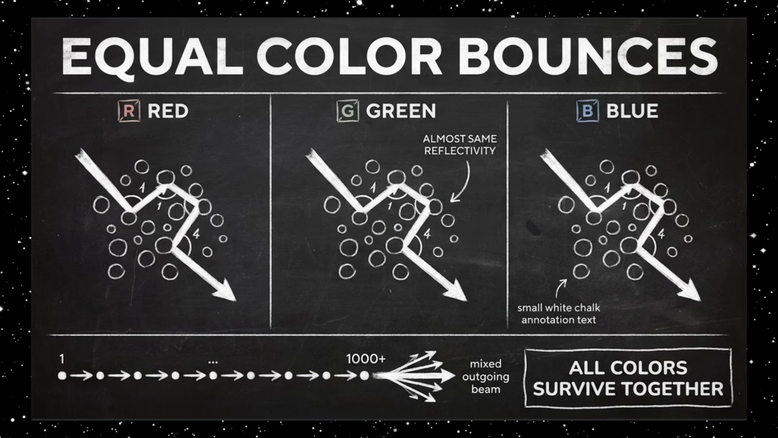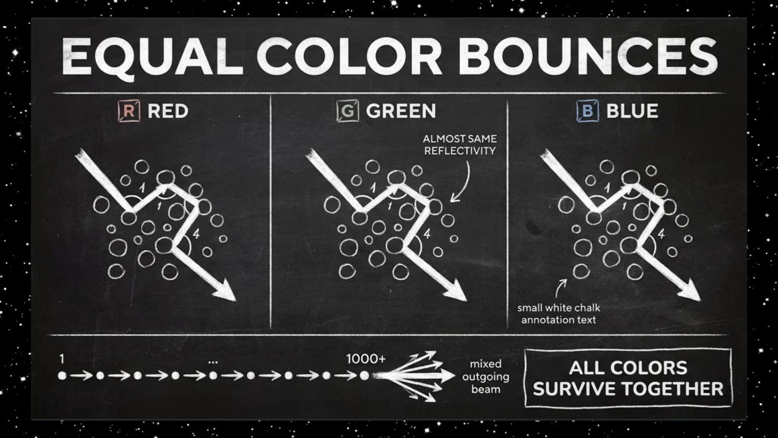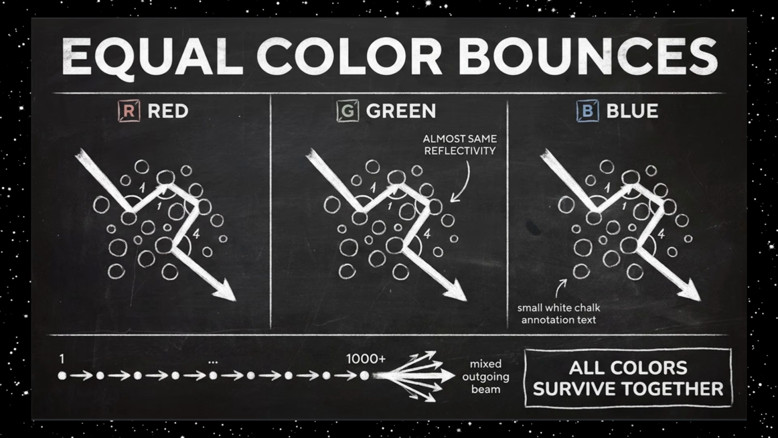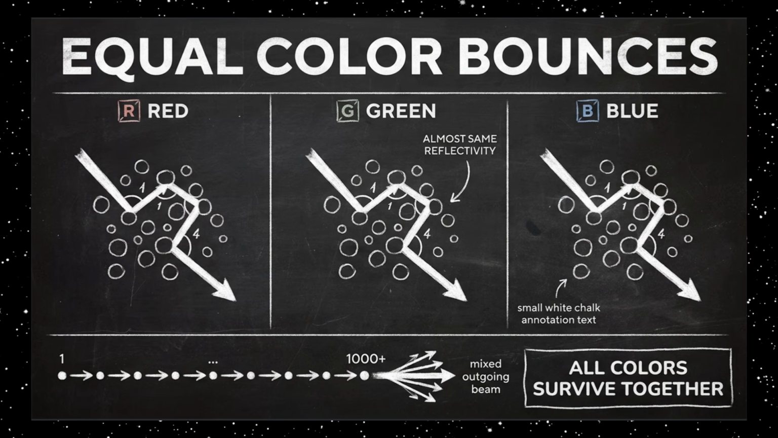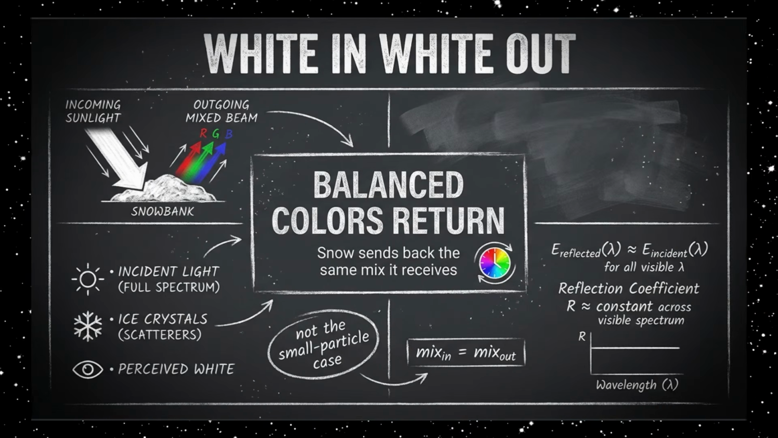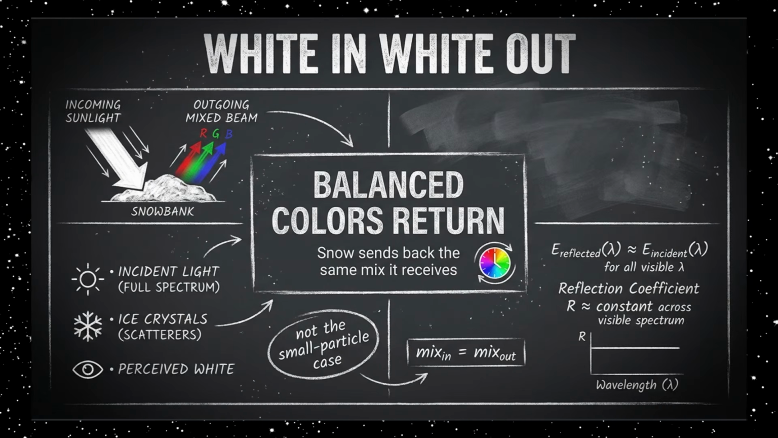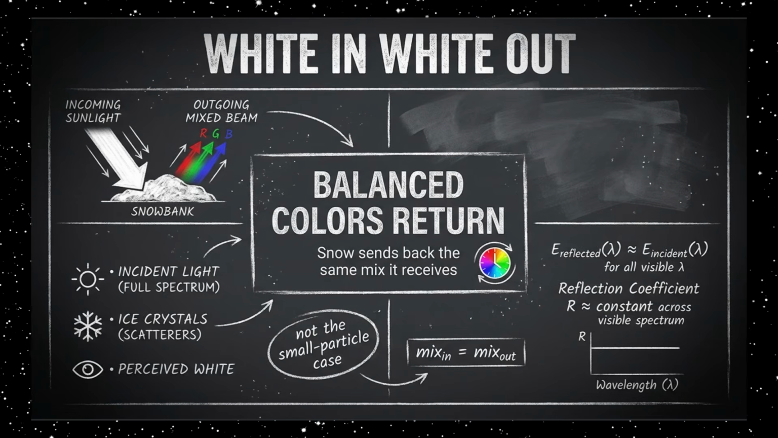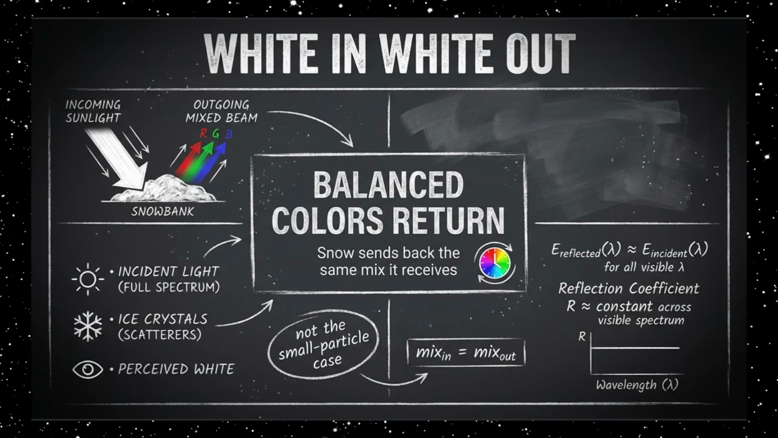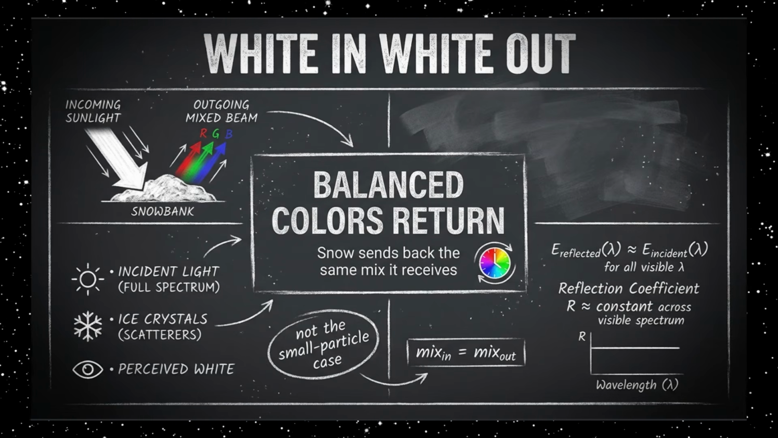Red bounces equally. Blue bounces equally. Green bounces equally. And so after thousands of bounces, the light coming back out of the snowbank is still the same mix as the light that went in. Whatever color the sunlight was, the snow sends it back. White light in, white light out.